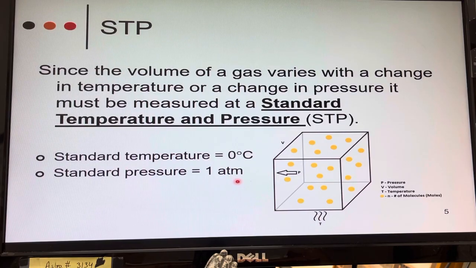That is the pressure of air pushing down on your head from space at sea level. Above sea level, that number will decrease. Below sea level, like if you were in Death Valley in California, it would be greater than 1. Okay? All right.